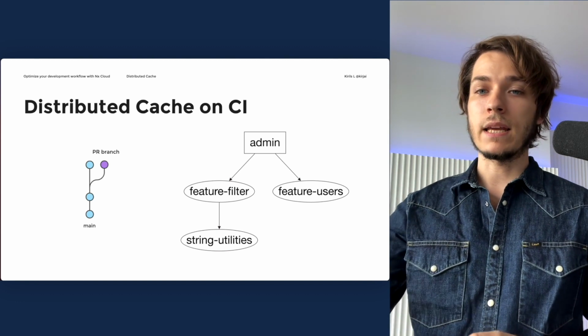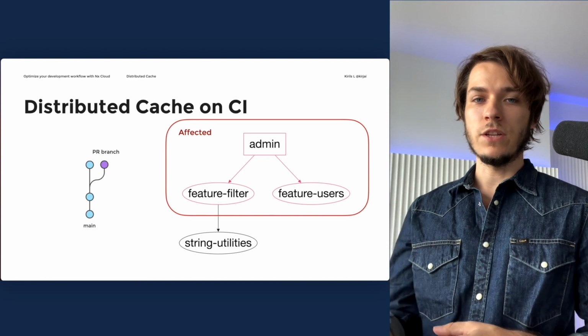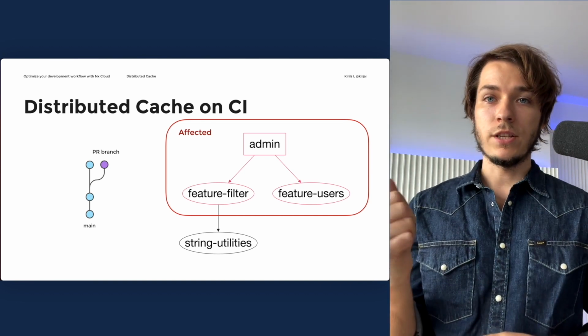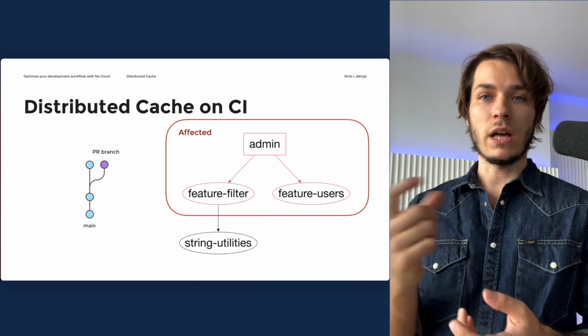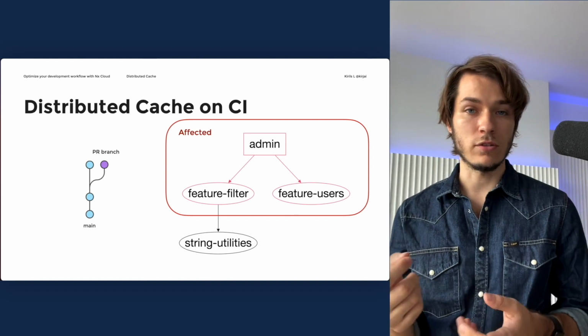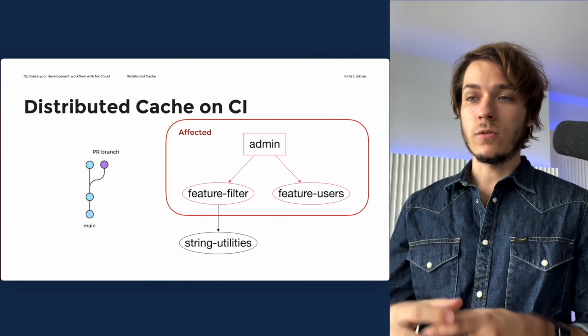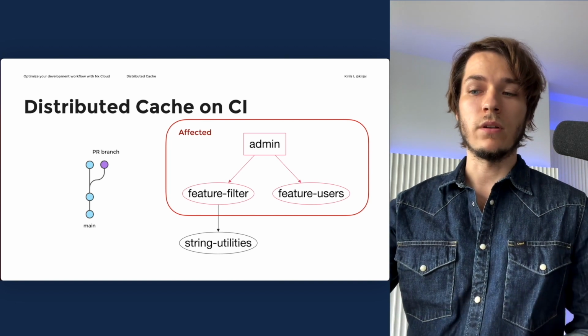And let's say that in that commit, you've made changes to two libraries, feature filter and feature users. In doing that, there are now 3 affected projects in your workspace: the 2 libraries that have been changed, as well as the admin application since it depends on the changed libraries. So you've made those changes, and let's say you're happy with the introduced changes and you're ready to open a pull request.